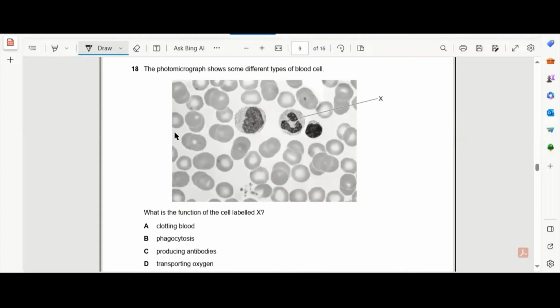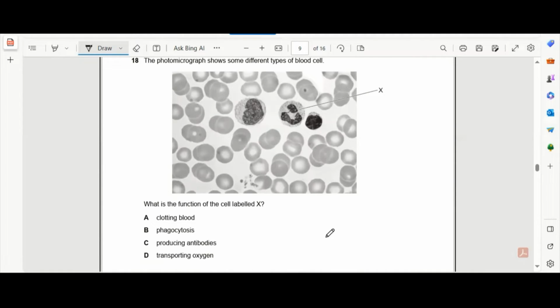18. The photomicrograph shows some different types of blood cells. What is the function of the cell labeled X? Okay, X is a phagocyte. So the function is phagocytosis. Very straightforward.